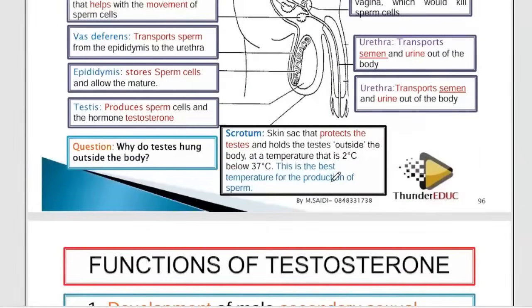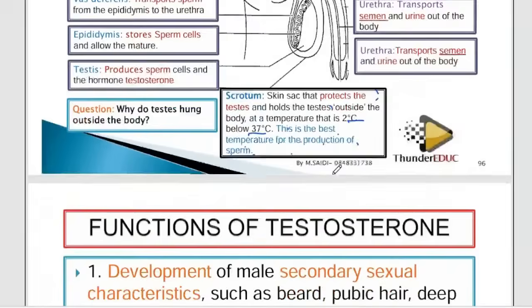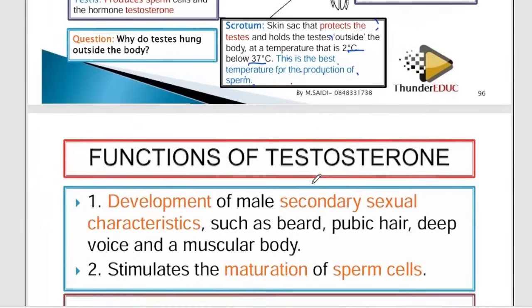Because sperms are being produced at a temperature which is 2 degrees less than the body temperature. This is what it's saying. This is the best temperature for sperm production. So they're saying that the testes hang outside the male body, 2 degrees below 37, meaning 2 degrees below the body temperature.